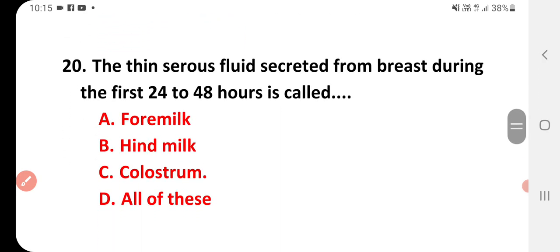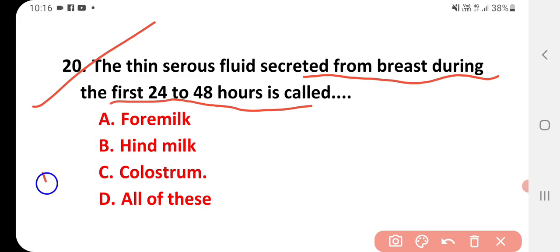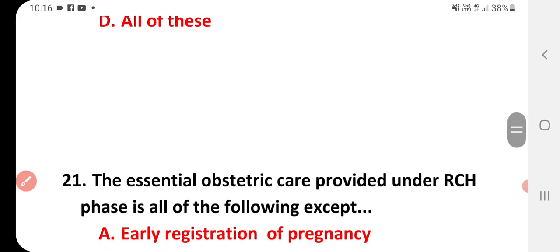Next, 20, the thin serous fluid secreted from the breast during the first 24 to 48 hours is called foremilk, hindmilk, colostrum, all of these. The thin serous fluid secreted from the breast during the first 24 to 48 hours is called colostrum. So option C is the right answer.